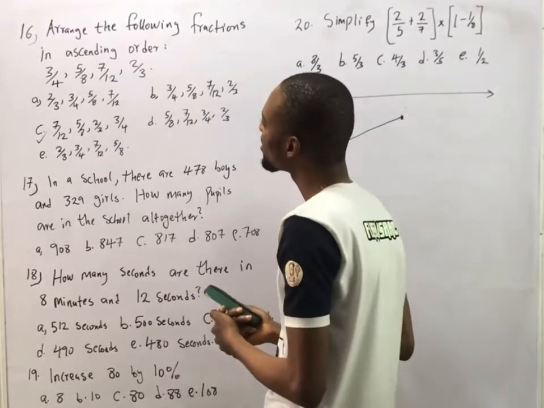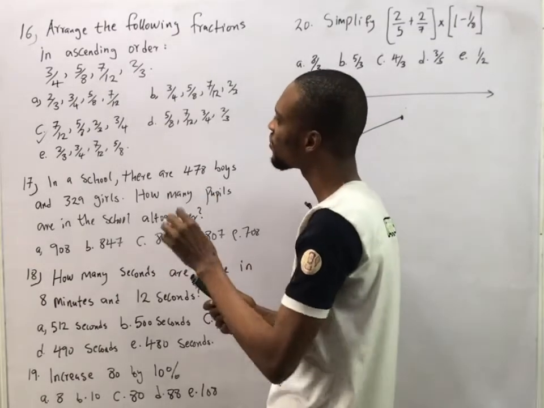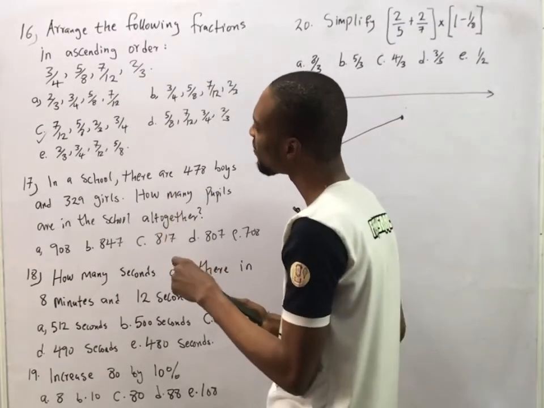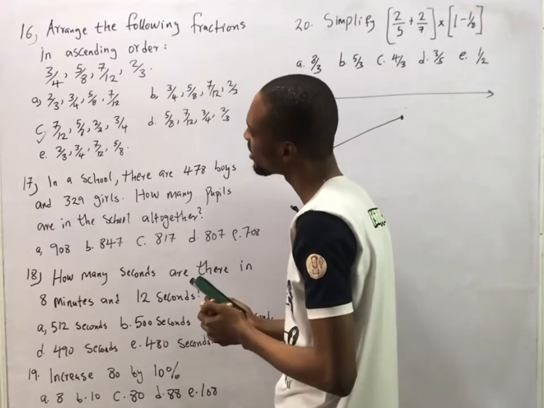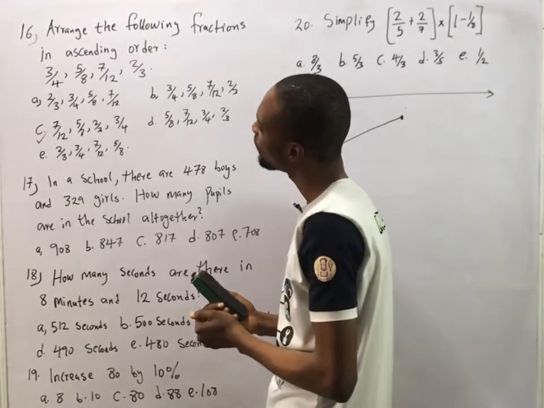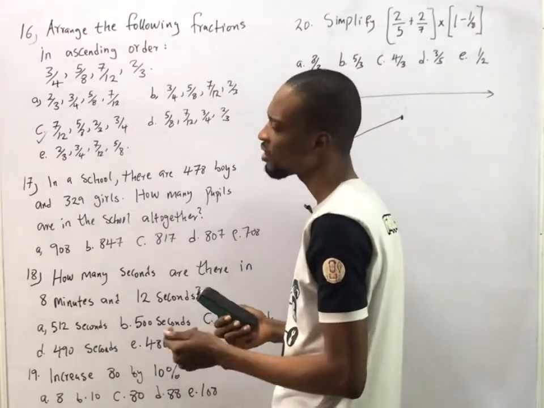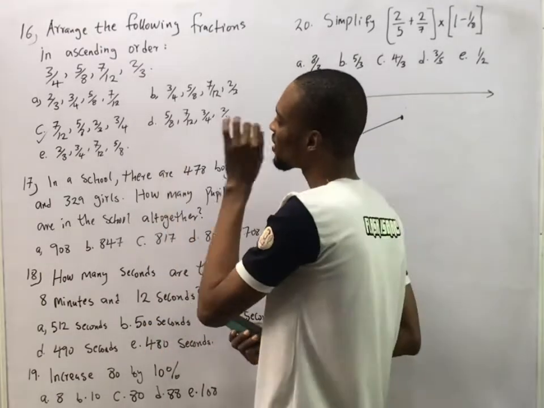7 over 12 is obviously the smallest fraction. If you divide 7 by 12, it will give you the smaller value. And the next smaller one is 5 over 8, followed by 2 over 3 and 3 over 4. So that is the fact.